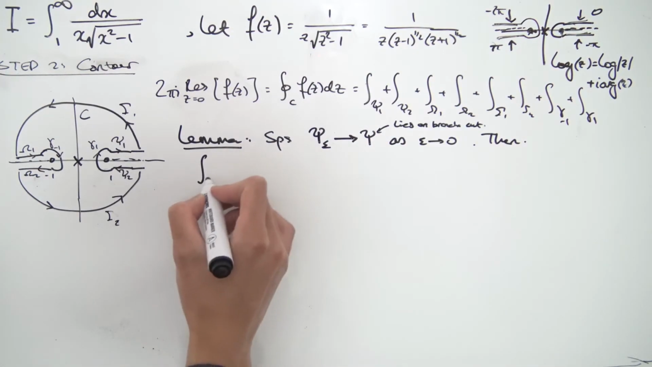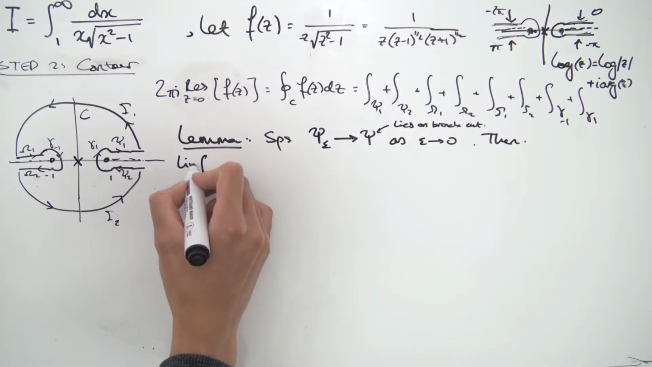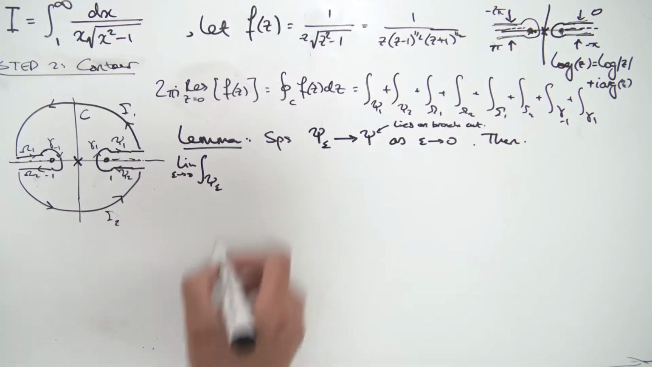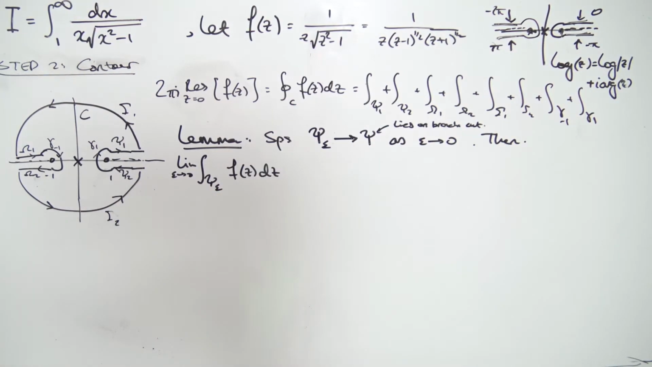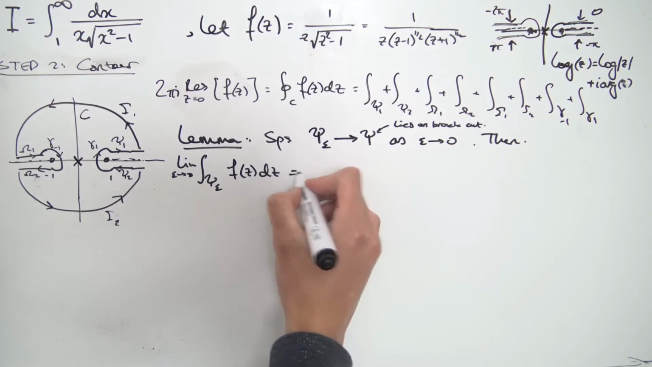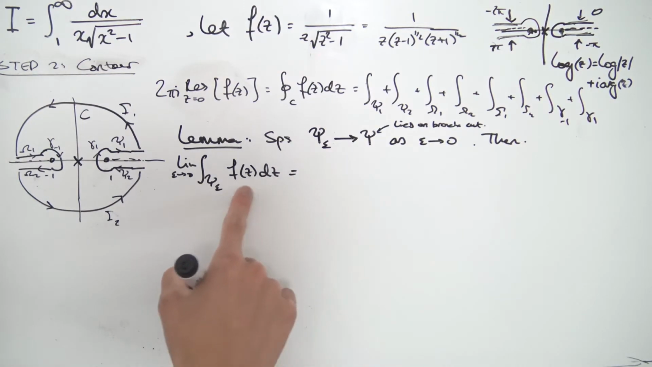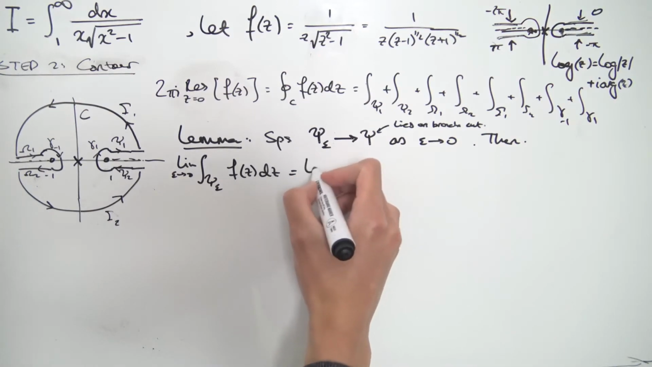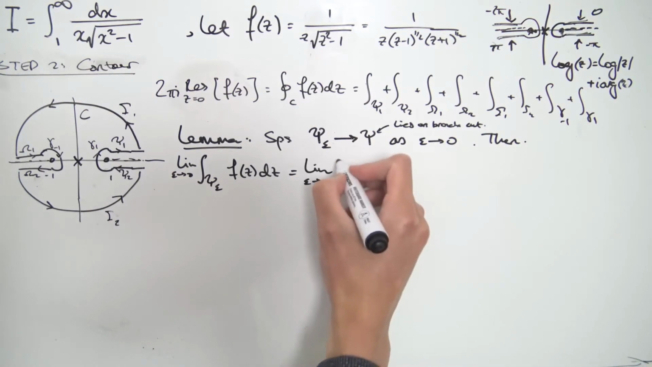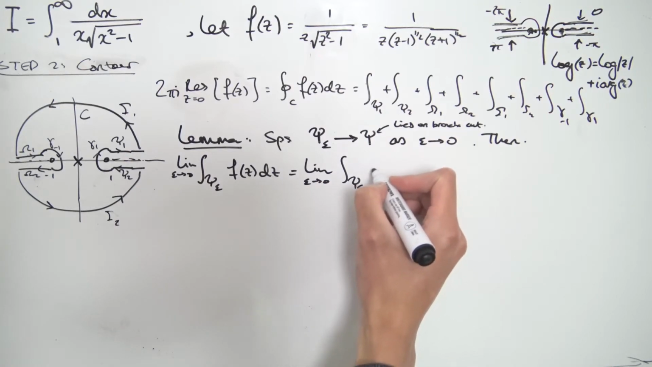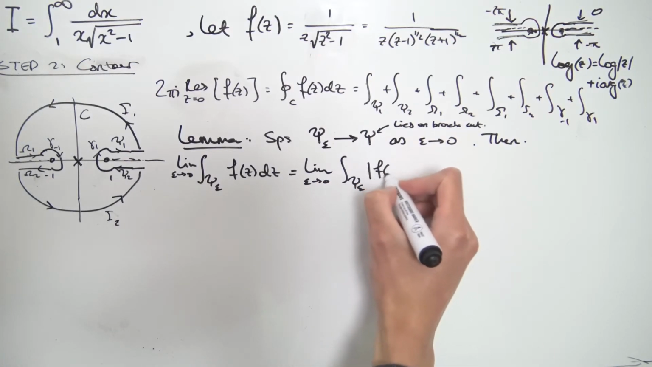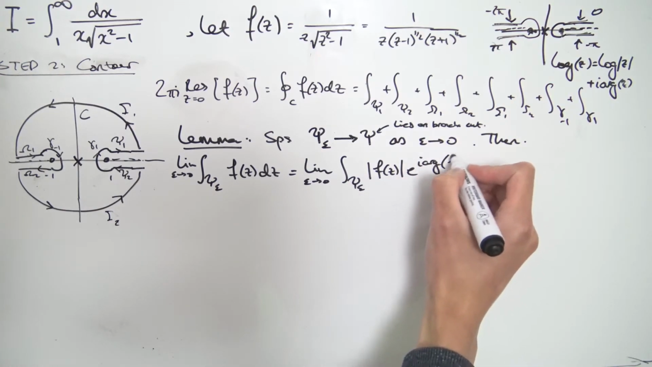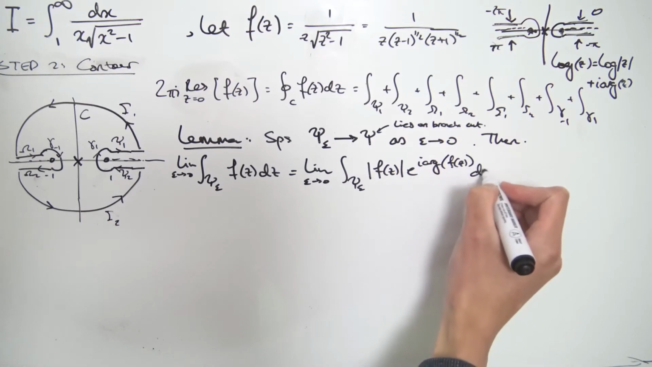Well, if you want to evaluate the integral, or let's take the limit as epsilon approaches 0 over the path psi epsilon of f of z, there's actually a very simple way to calculate this, and I might as well do the proof in the statements as well. All we need to do is decompose this f of z into polar form. So this is the limit as epsilon approaches 0 of the integral over psi epsilon of the absolute value of f of z times e to the i arg of f of z dz.